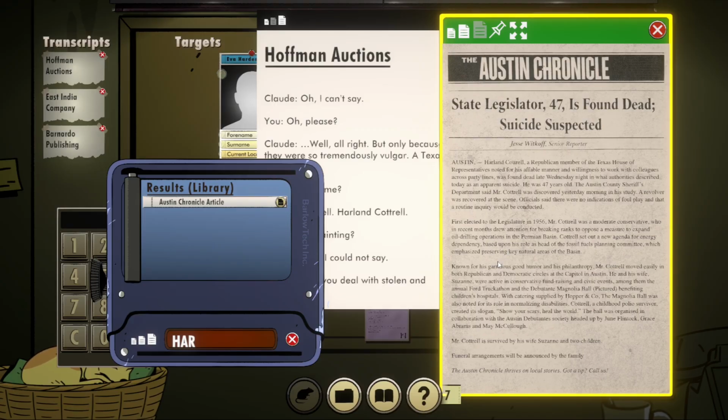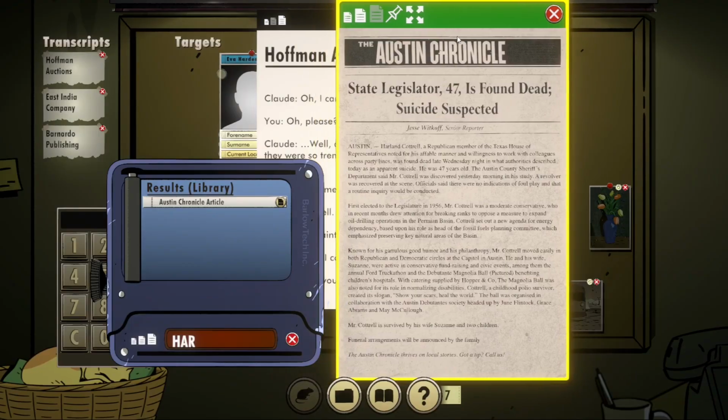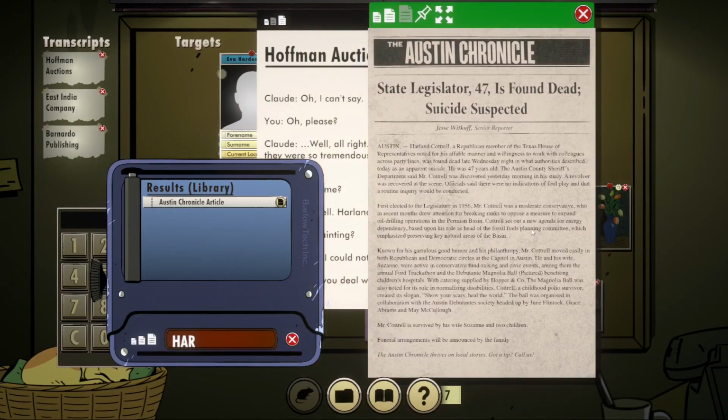Harlan Cottrell, a Republican member of the Texas House of Representatives, noted for his affable manner and willingness to work with colleagues across party lines, was found dead late Wednesday night in what authorities described today as apparent suicide. He was 47 years old. The Austin County Sheriff's Department said Mr. Cottrell was discovered yesterday morning in his study. A revolver was recovered at the scene. Officials said there was no indications of foul play and that routine inquiry would be conducted.